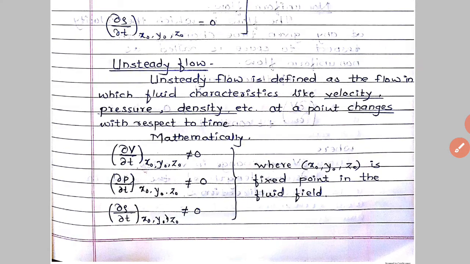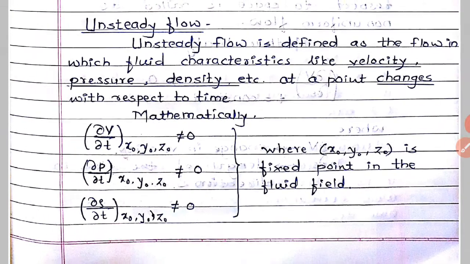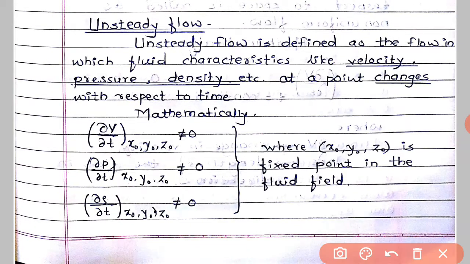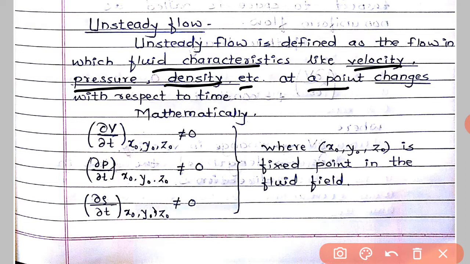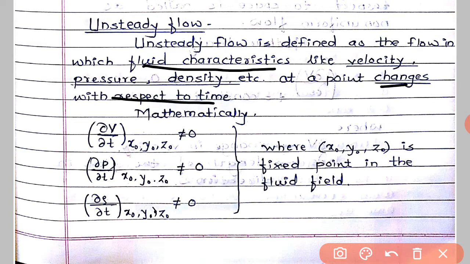So in unsteady flow, the flow characteristics such as velocity, pressure, density, etc. at a point change with respect to time. So in unsteady flow, fluid characteristics change with respect to time. As time changes, different fluid characteristics will change.